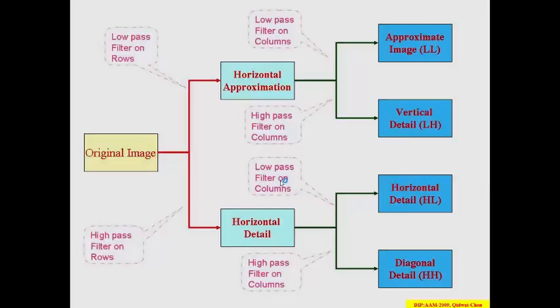The horizontal detail has passed through the high-pass filter with respect to the rows, followed by a low-pass filter with respect to the columns. And the last one, called the diagonal detail, has passed through the high-pass filter of rows and the high-pass filter of columns. So it shows me the variation of the frequencies in the diagonal direction, which is the resultant of the horizontal and vertical high-pass filters.